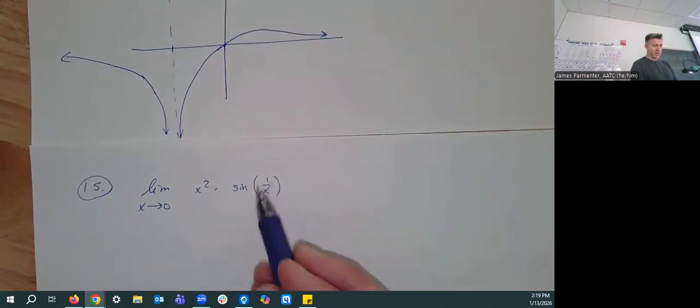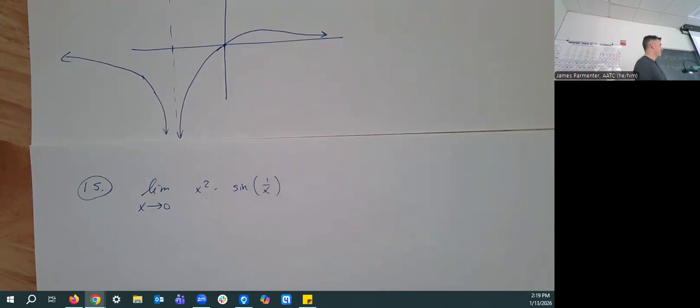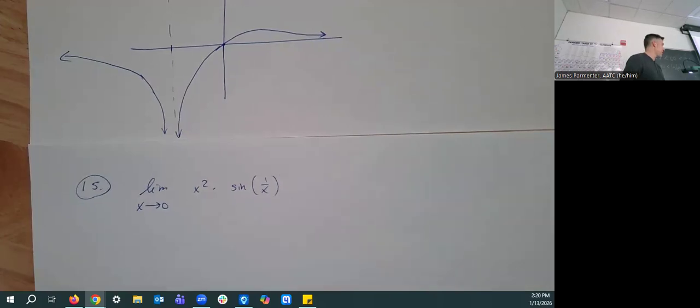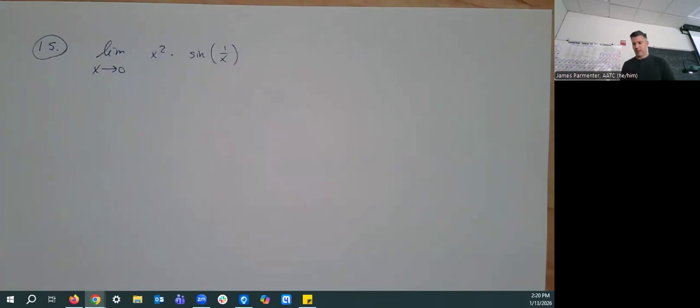Whether you're approaching 0 from the right or the left, this inside part is blowing up. It's getting very, very large, but sine just goes up and down, up and down, no matter how big the inputs get. So is cosine. So it's not really getting close to any one number. So if you multiply it by 0 squared, well, I don't know. It could be anything. How do you deal with something like this?